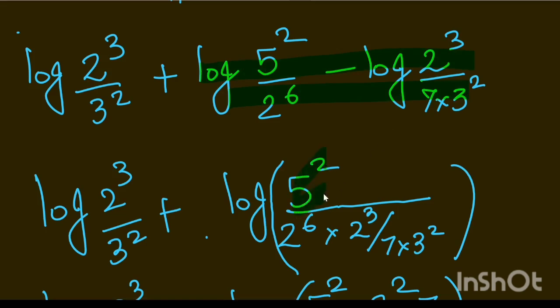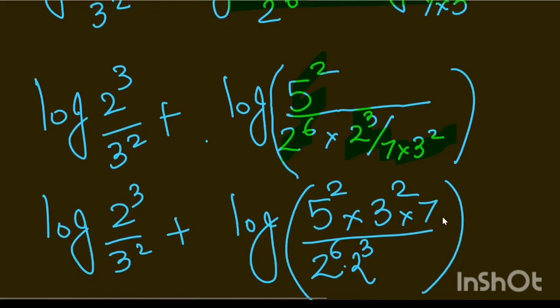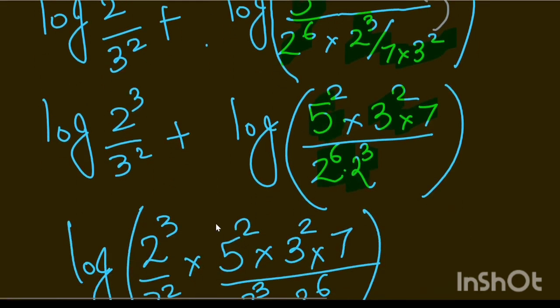So 5 by 2, 5 square, 2 to the power 6 upon 2 cube, upon 2, 7 by 3 square. So 7 by 3 square will go in the numerator like this, and 2 to the power 6 by 2 cube, 5 square is as it is. Now we will use log m plus log n, which is log m into n.